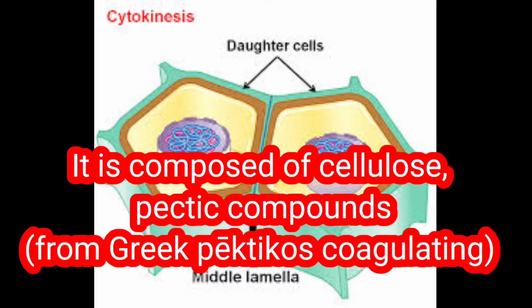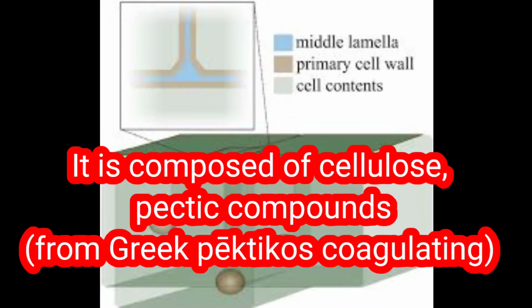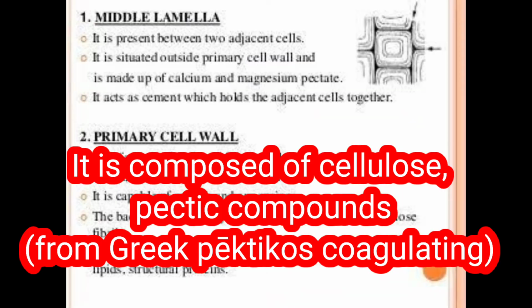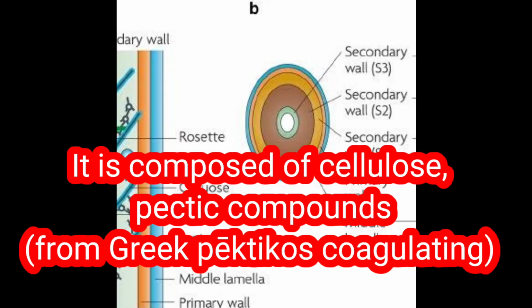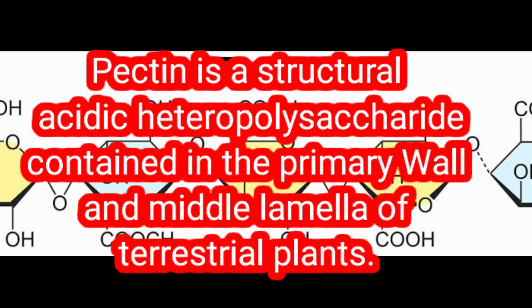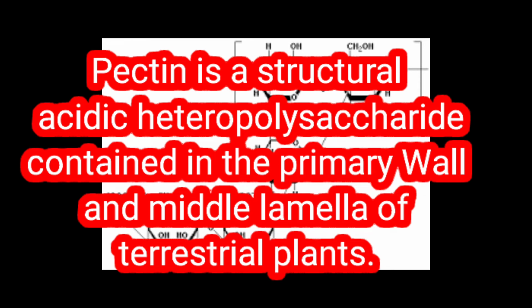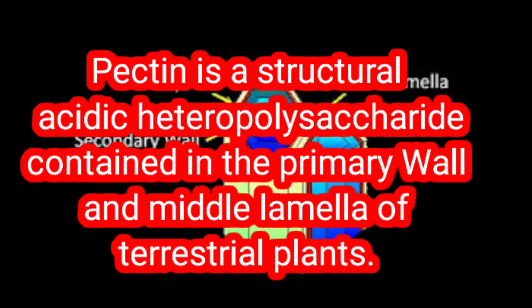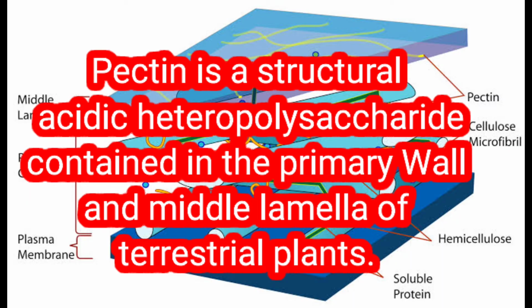Inside the cellulose fibers, the pectic compounds are present. It is composed of cellulose and pectic compounds. From Greek pectikos means coagulating. These hold together the fibrils of cellulose, while pectin is a structural acidic heteropolysaccharide contained in the primary wall and middle lamella of terrestrial plants.